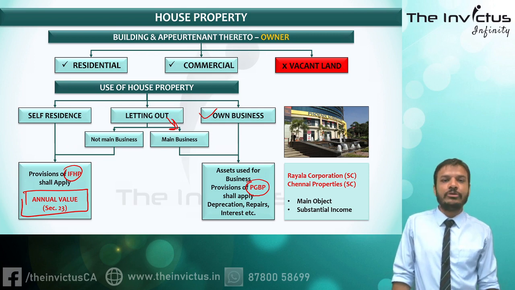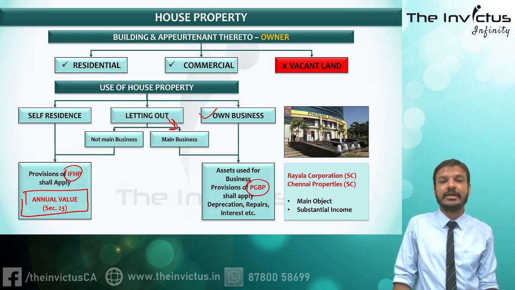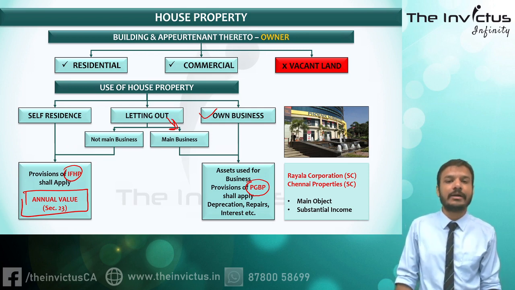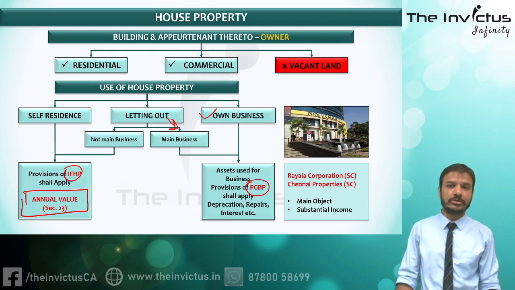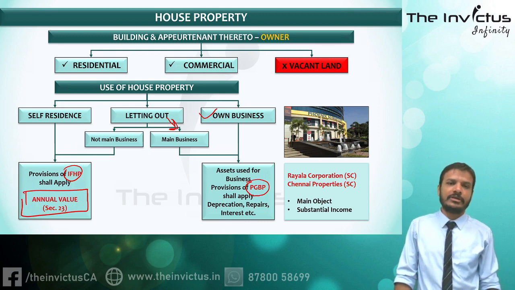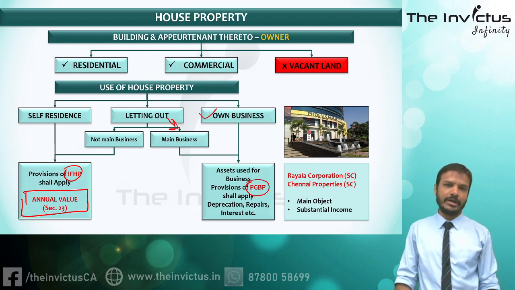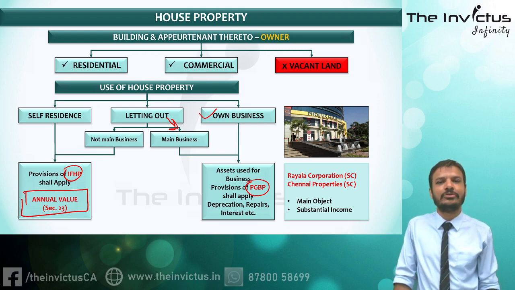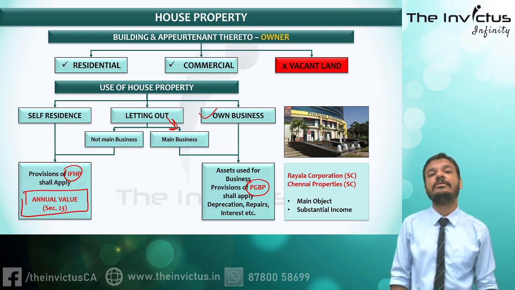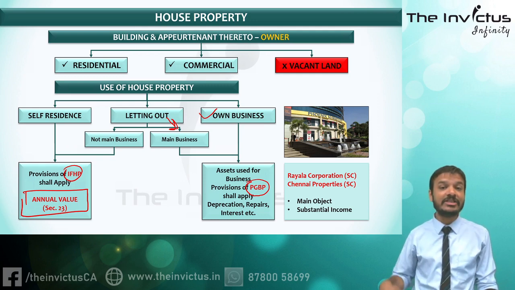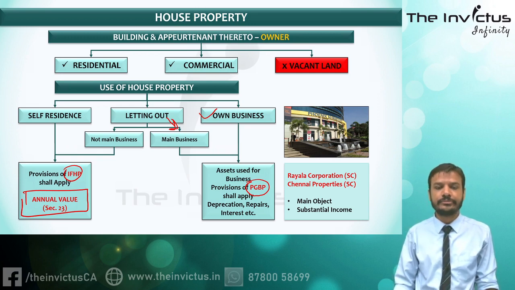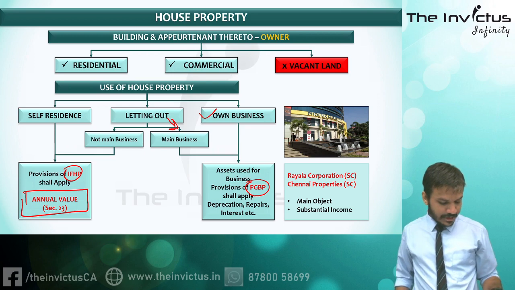So first I need to check what is my main object. In case of company, I can check out what? Memorandum. In case of partnership, I can once again see the object clause, or there is some partnership deed. What if in case of proprietorship, there is no agreement, no MOA, no deed? What can we do in that? I need to check what is my substantial source of income. If I can prove that my substantial source of income is letting out only, then I can say that I can charge that income under PGBP. Right? Clear everyone? Okay.